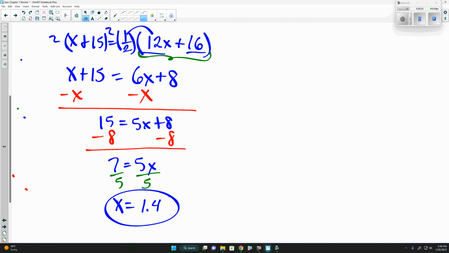Any other question on any other part of the review sheet? So, you have the rest of the time to work on any missing assignments you have, finish up any of the review sheet that you haven't got finished. Your test, unfortunately, is on Monday.